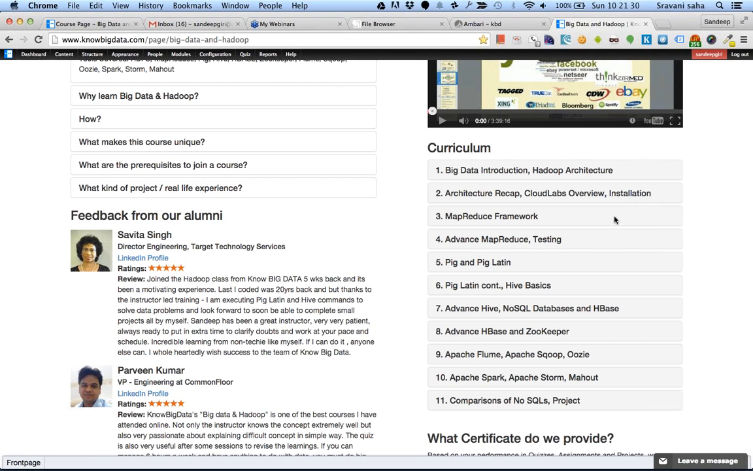So Rakesh's question is, is any certification exam available after this course? The general certification exam does not cover all these aspects. General certification only covers up to the Pig Latin. There is a certification exam by Cloudera, and our course is heavily tuned to such certification exams.